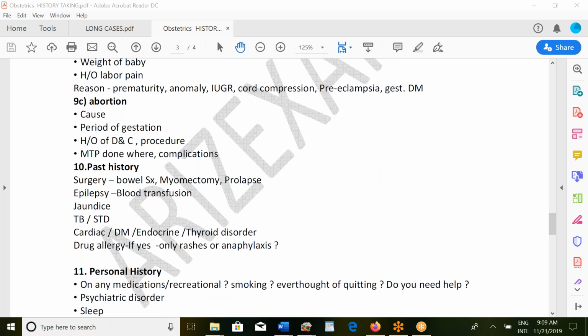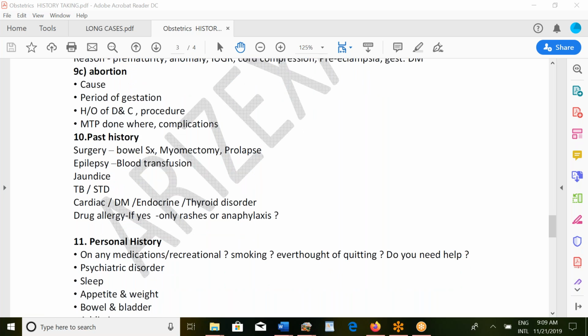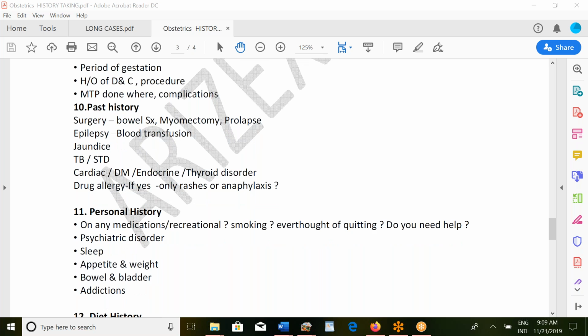did she have any complications? Then past history: any general surgery, like maybe surgery on the gut, myomectomy, prolapse, epilepsy, did she receive any blood transfusion, jaundice, TB, STDs, cardiac, diabetes, endocrine, thyroid disorder, any drug allergies? If she says yes, then ask that person, how bad was it? Did you just have a rash or did you have some reaction?